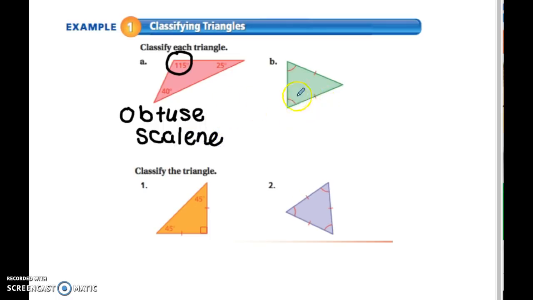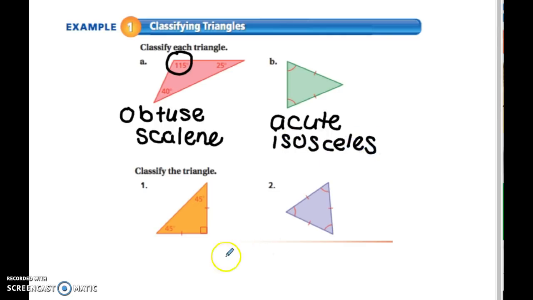In the next example, we see here that we have all acute angles, but only 2 are the same. So it's not equiangular, just acute. And we have 2 sides the same. These little marks tell us that they're equivalent or equal. So that's isosceles. So this example is an acute isosceles triangle.